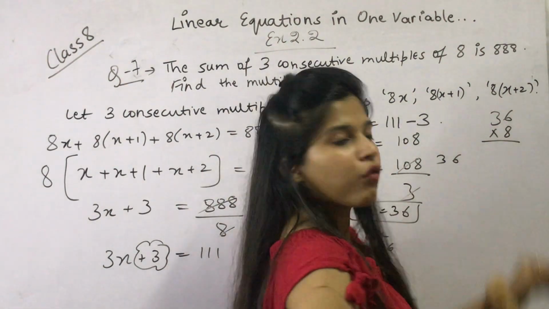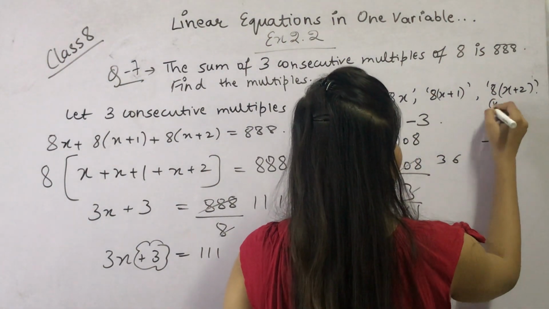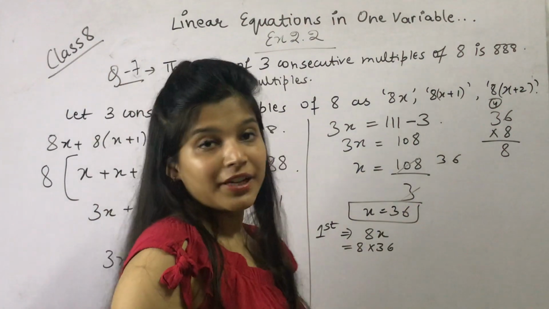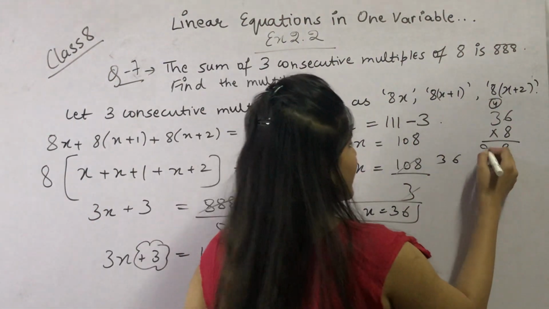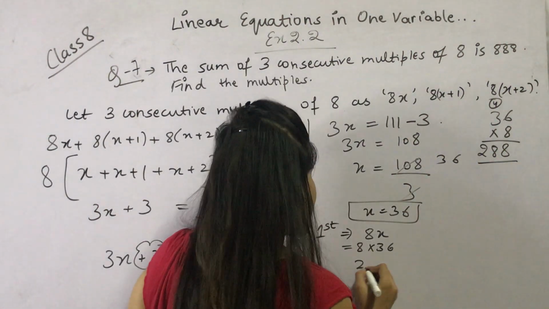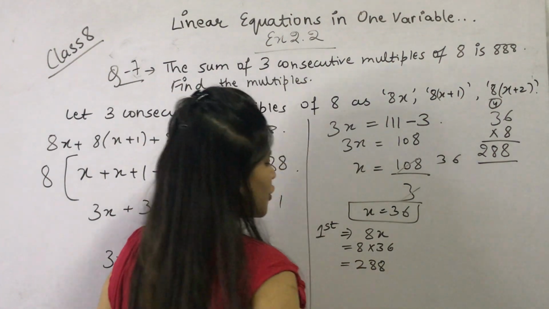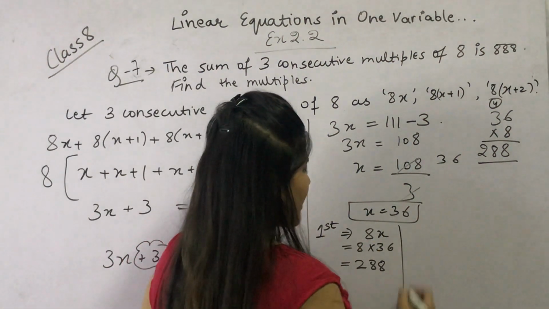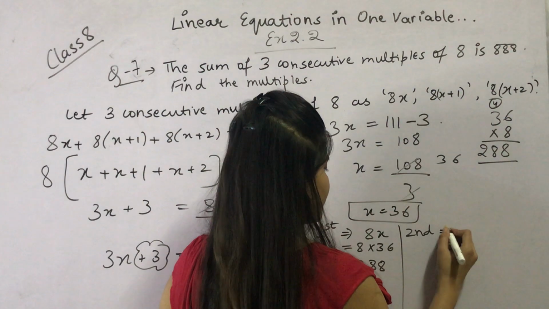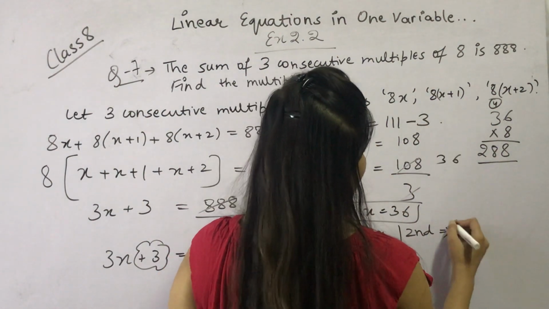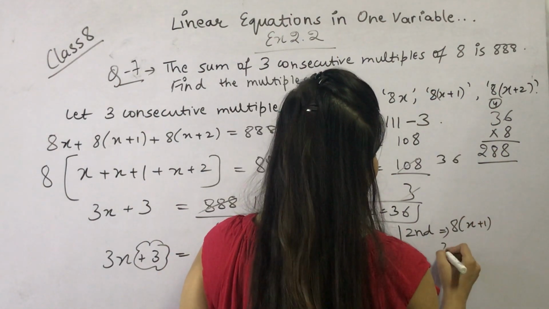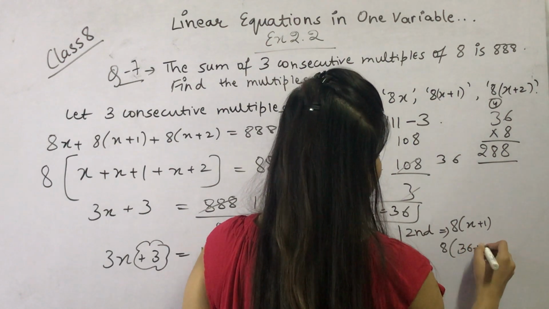8 6s are 48, 4 carry, 8 3s are 24, 24 plus 4 is 28. So our first multiple is 288. Our second multiple is 8x plus 1. So 8 into 36 plus 1.